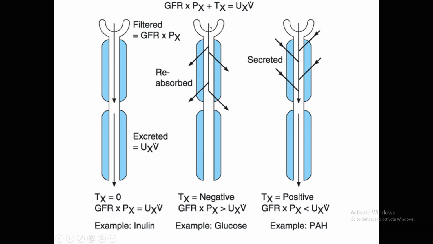Another example, a substance may be filtered and later completely reabsorbed. An example, glucose. The glucose is reabsorbed in the proximal tubule. Or, after filtration, there is no reabsorption but secretion, thus being cleared fully from the plasma into the urine. An example, paraaminohippuric acid, which may be used to determine the blood flow through the kidney.